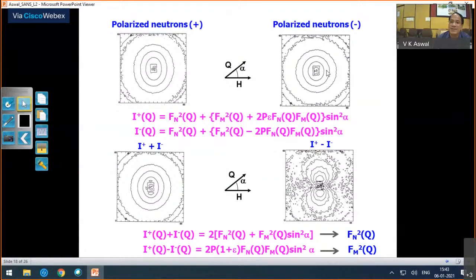for either cases. Even when you add, it's isotropic. But when you subtract, now you start seeing this term. So this term will be 0 when alpha is 0, and this term will be maximum when alpha is pi by 2. So to know that there is a magnetic contribution, it can only come from this term, I plus minus I minus, because this is a term which is directly proportional to sine square alpha. And once you see this kind of pattern, then you can get the magnetic contribution from the sample as well as the nuclear contribution.